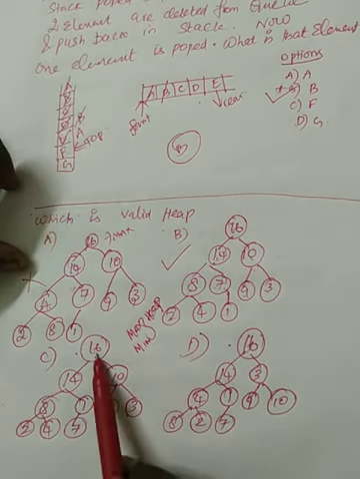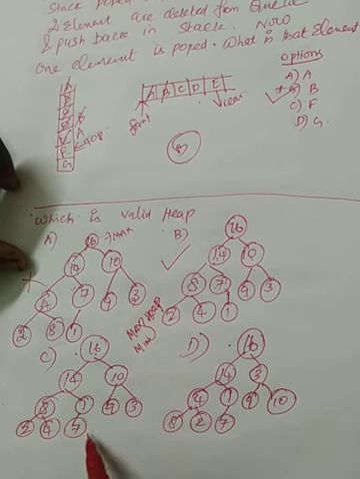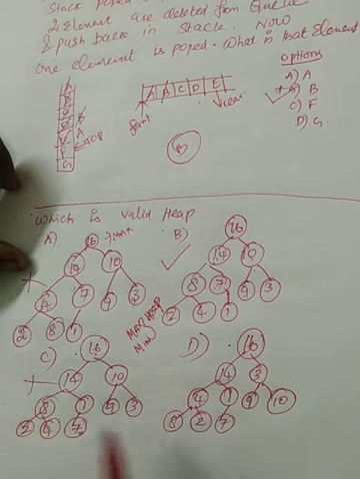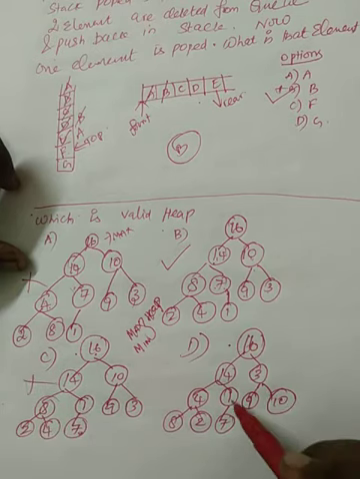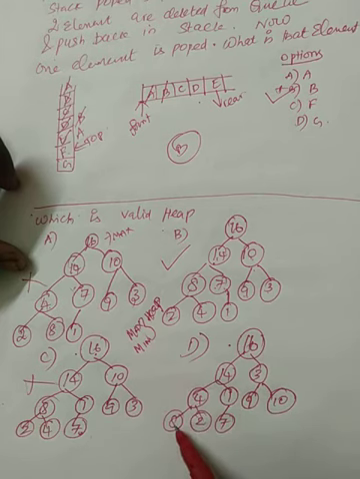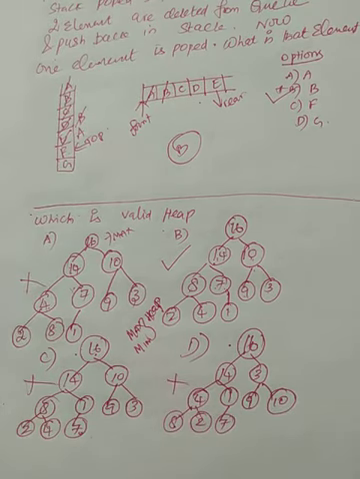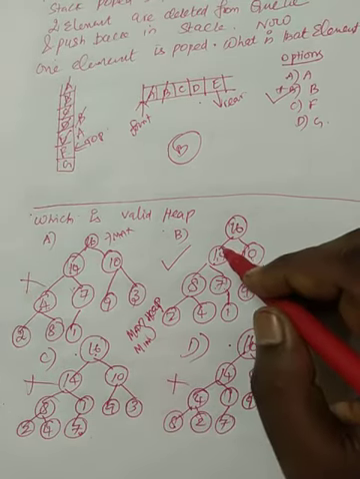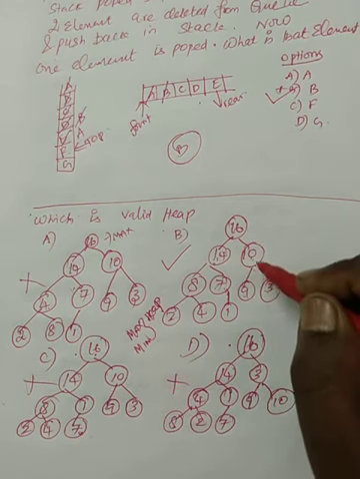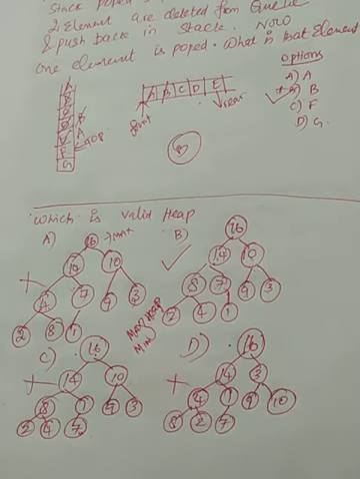And if you are coming to this one, what happened? This 7 is greater than this one, so it is not a valid heap. Now if you are coming here, what happened? 8 is greater than 4. Now this is also not a valid heap. So only one is a valid heap, and that is option B. Okay, thank you for watching.